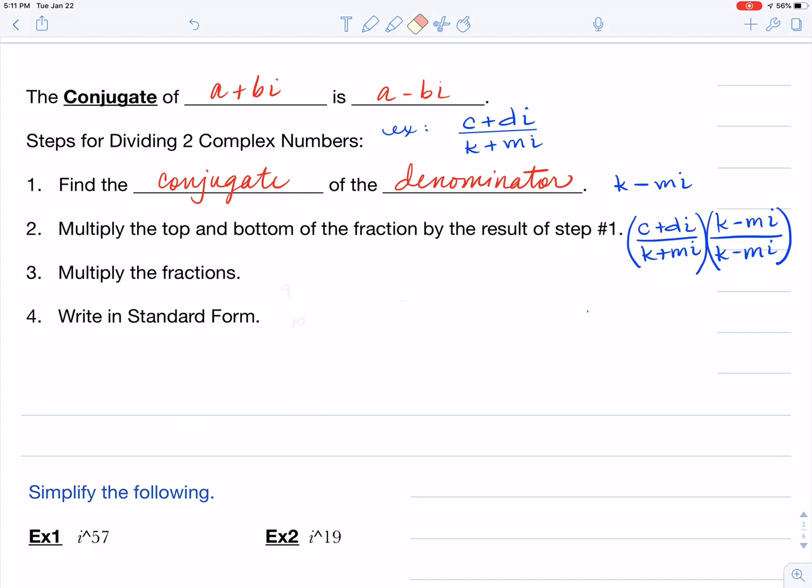Step number 3, then, you are going to be multiplying your fractions. So you multiply your fractions by multiplying the tops. So there's the tops. And you multiply the bottoms together. Number 4 is to write in standard form. Since I don't have any numbers here, it's much more difficult to write in standard form. But if you actually had numbers where you could multiply and simplify, then we would write our final answer in standard form.